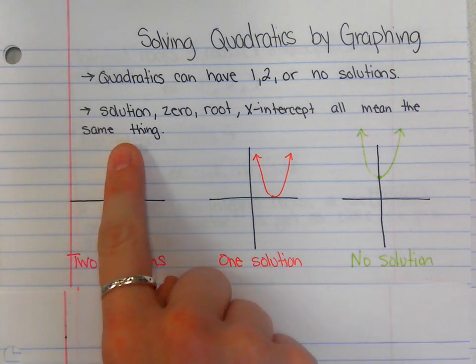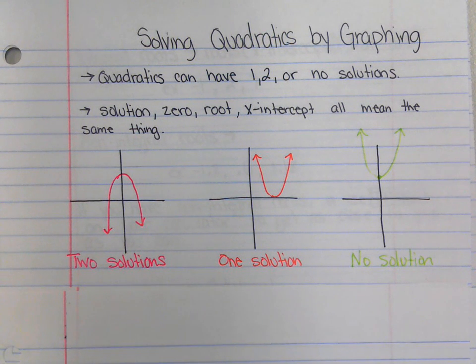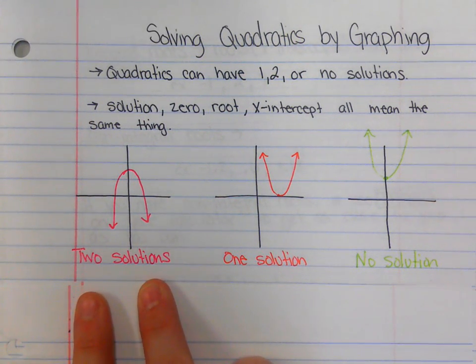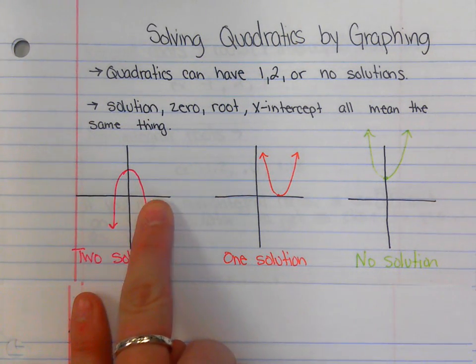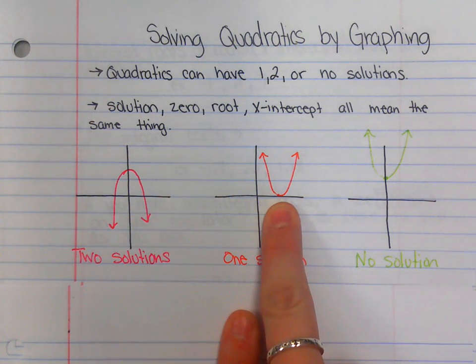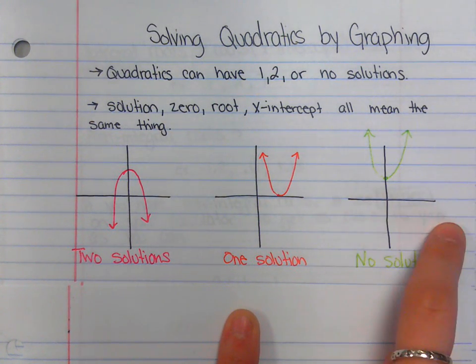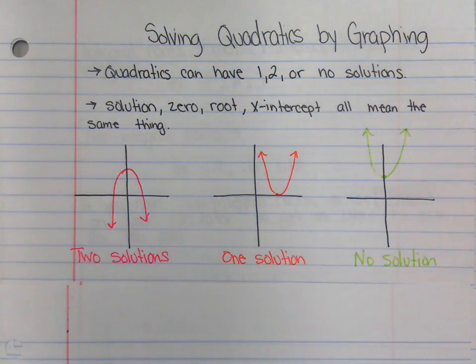Remember, solution, zero, root, x-intercept, they all mean the same thing. A parabola or a quadratic that has two solutions will cross the x-axis two times. One solution means its vertex is on the x-axis, and no solution means it just never crosses the x-axis. We're always just looking at the x-axis.